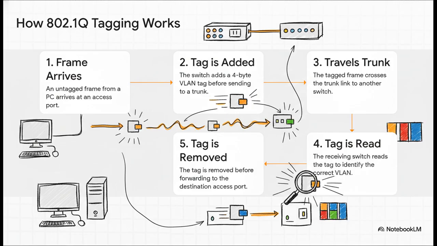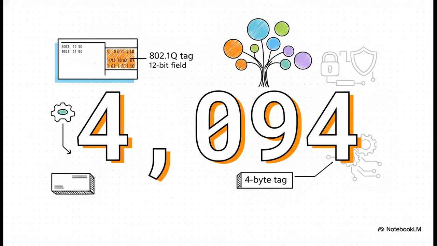The end devices are completely oblivious. It's brilliant. So why this specific number? Well, that tiny tag has a 12-bit field for the VLAN ID. If you do the math, 2 to the power of 12 is 4,096. We lose a couple for reserved purposes, and that leaves us with 4,094 usable VLANs. That little tag unlocks a massive amount of segmentation power.